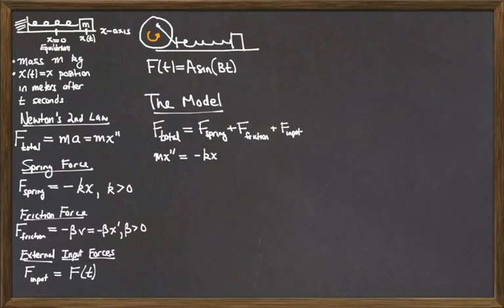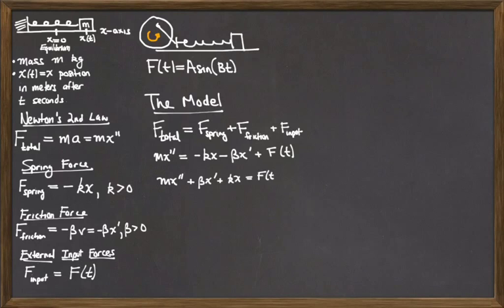The force of the spring is proportional to position, so minus kx. The force of friction is proportional to velocity, so minus beta x prime. And then we have this extra external force that we may be adding in, which we're calling f of t. And right now we have a differential equation. It's second order because of this second order term here, and we're finding the function x that satisfies this differential equation.